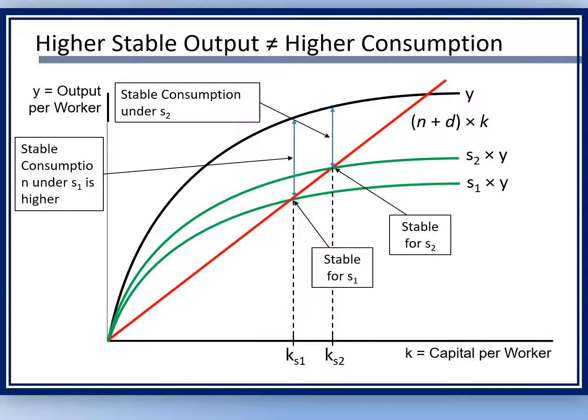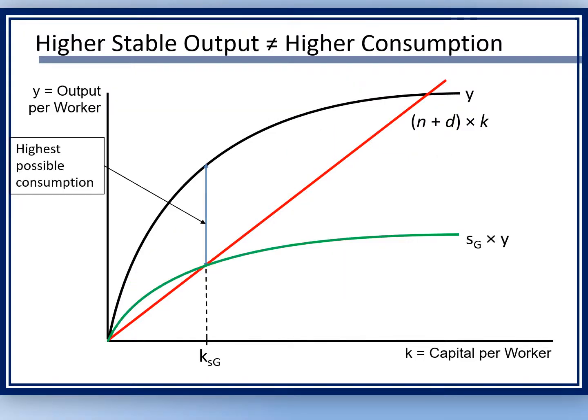So while everyone is richer, quote unquote, in terms of capital per worker, the actual things that we care about, namely consumption, actually might go down. So it's not necessarily better to have a higher savings rate if you think that what matters in the end is what you actually consume.